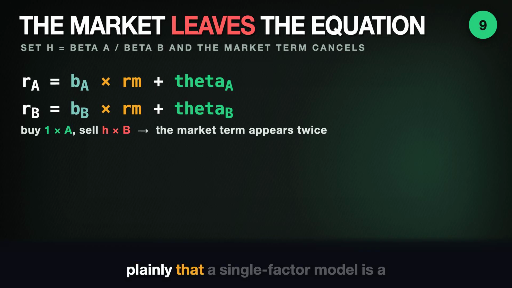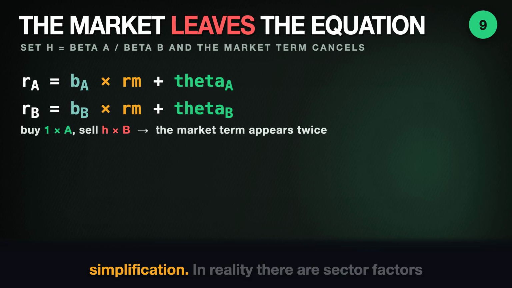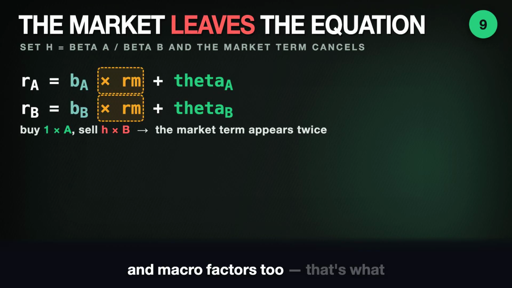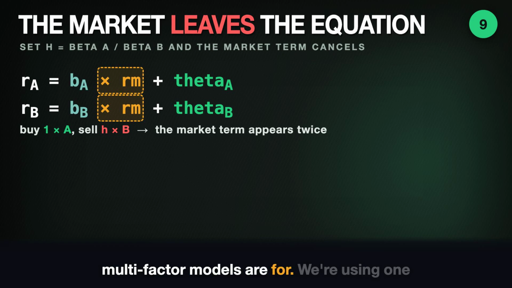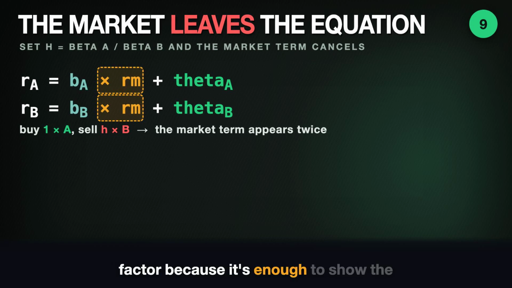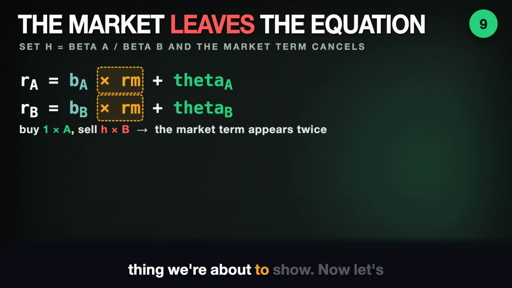I should say plainly that a single factor model is a simplification. In reality, there are sector factors and macro factors too. That's what multi-factor models are for. We're using one factor because it's enough to show the thing we're about to show.